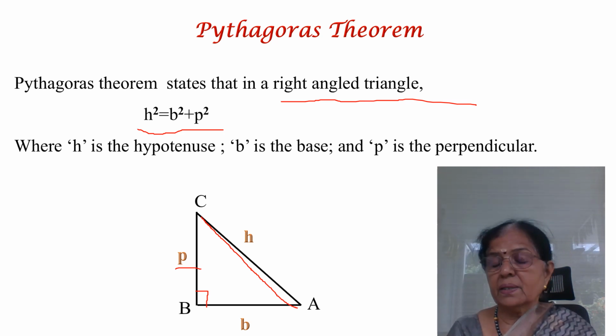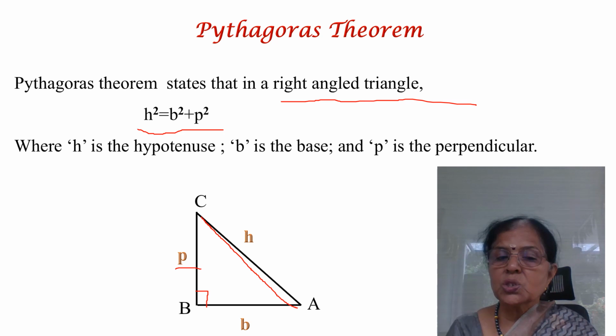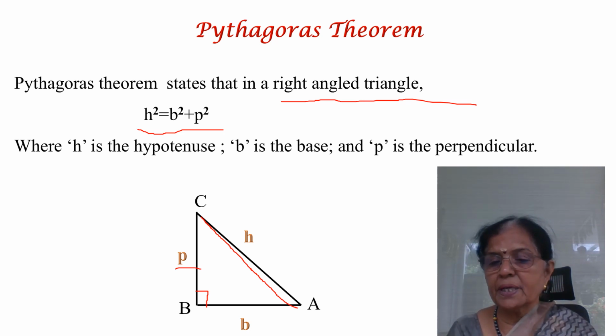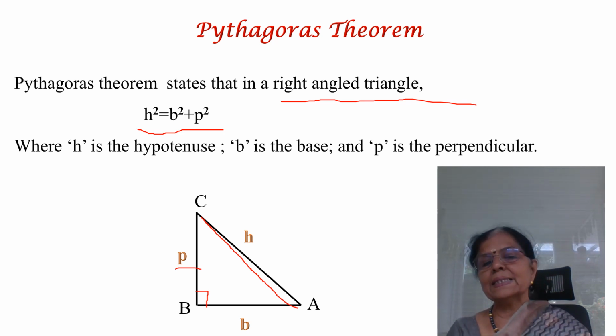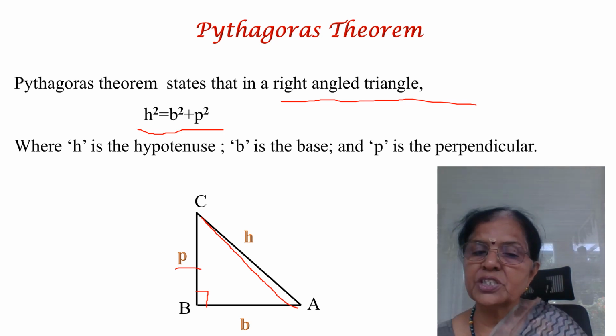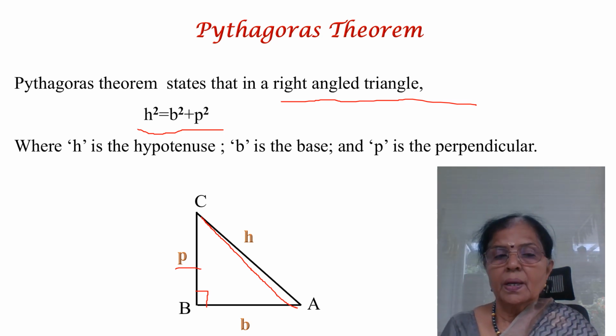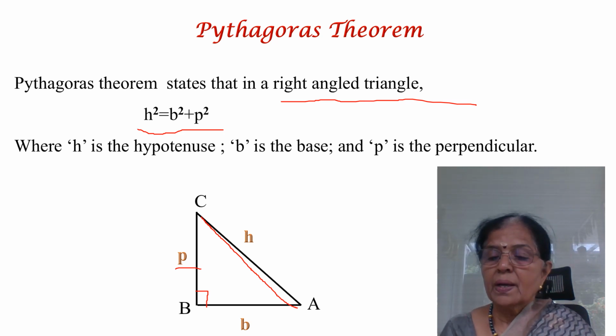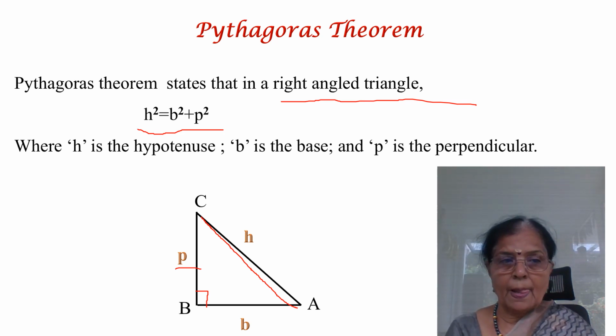If we say it in the form of a statement, the square of the length of the hypotenuse equals the sum of the squares of the lengths of the other two sides. What are the other two sides? The base and the perpendicular side. So if you add up the squares, you will get the square of the hypotenuse. This is the Pythagoras theorem, which you should know, because we are going to use it in our problems.